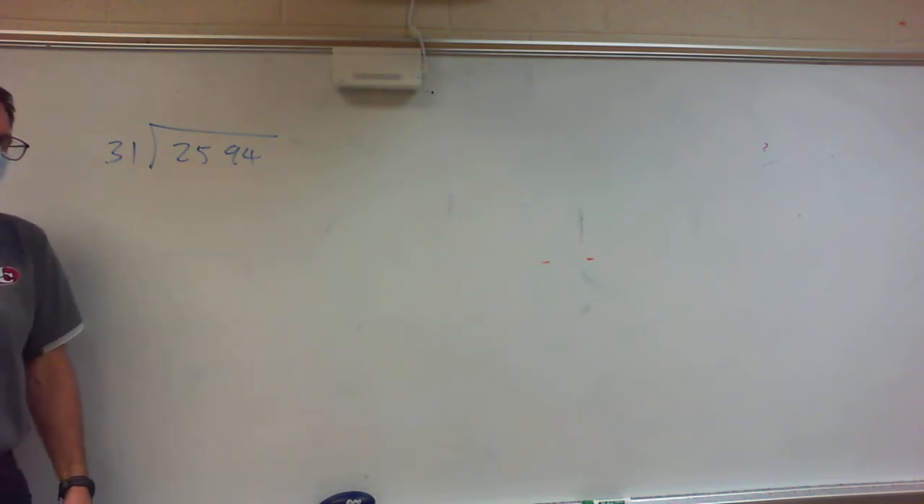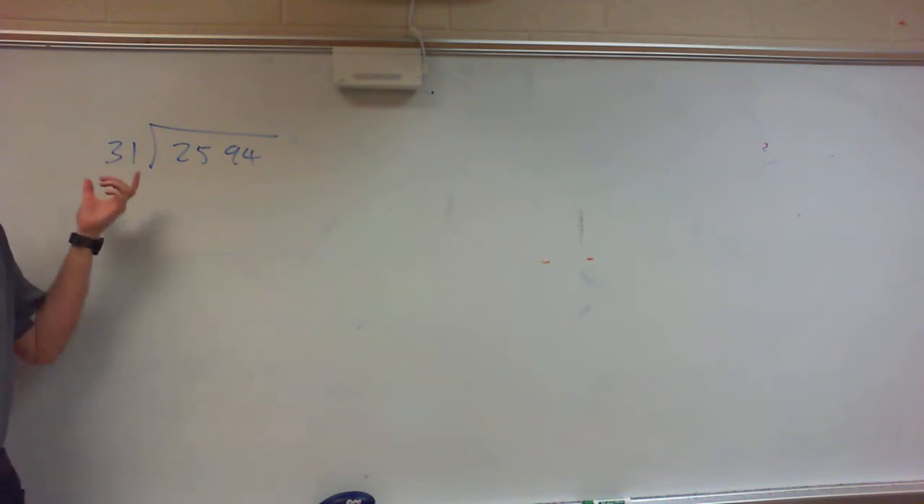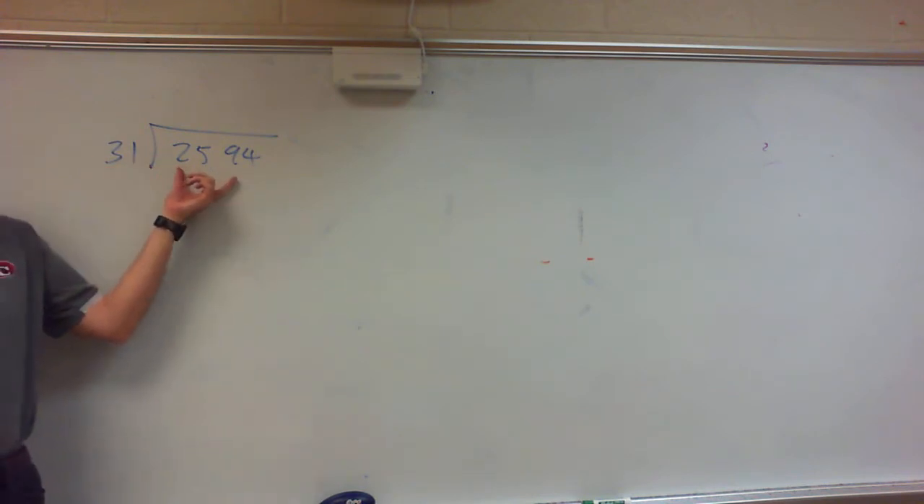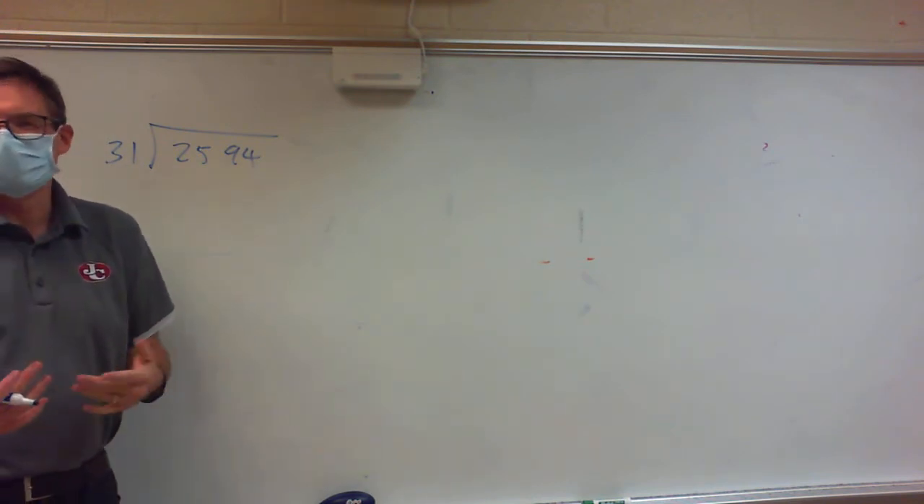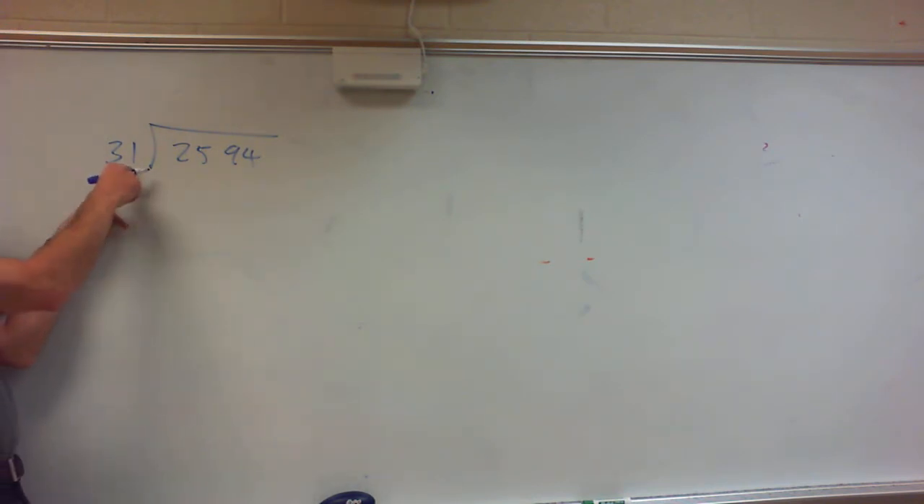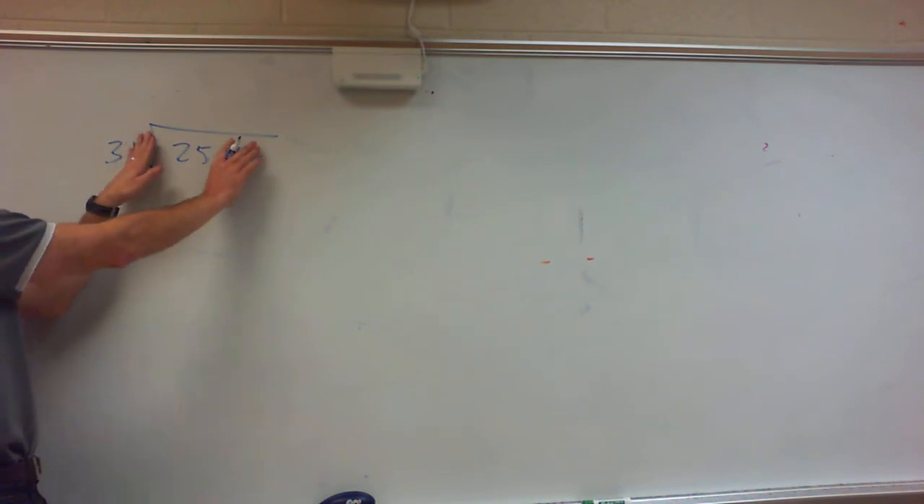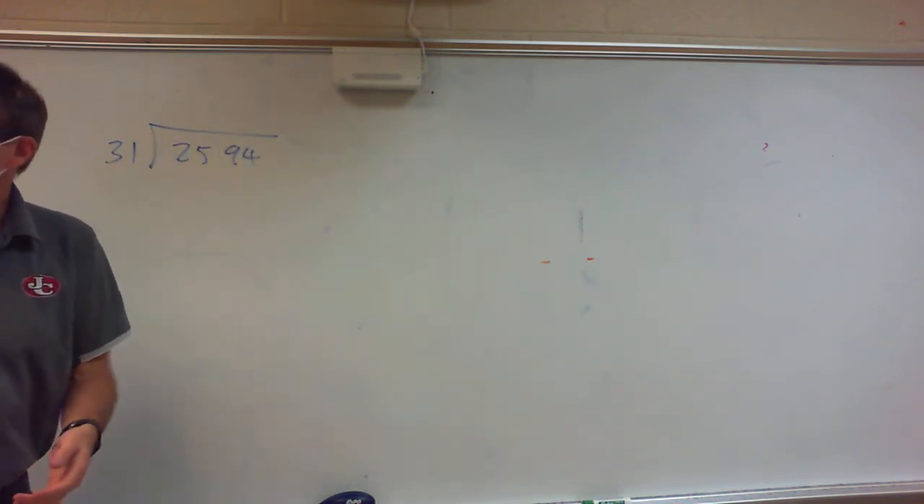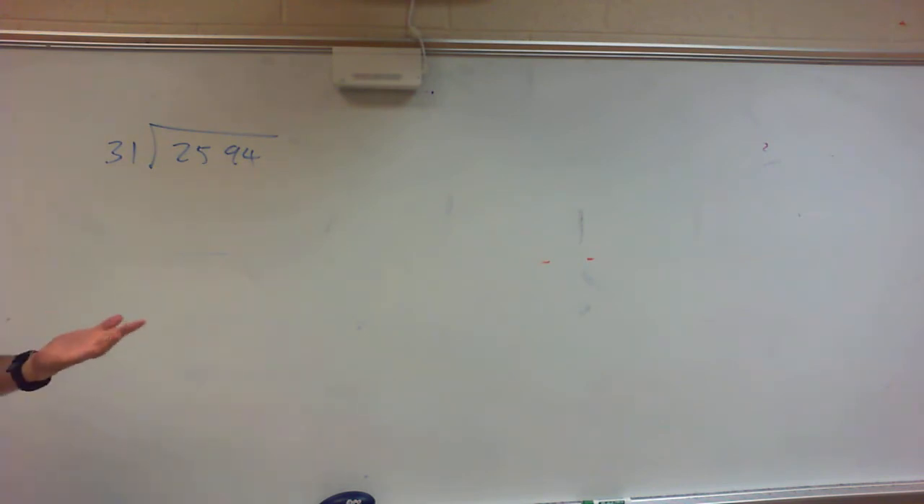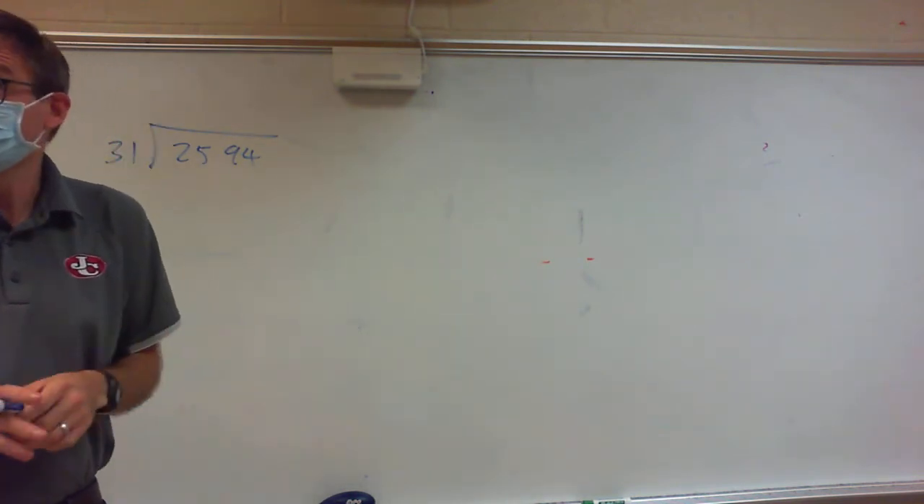And my teacher said, trying to figure out how many times 31 goes into 259 may be harder. What you can do, and it works most of the time, is instead of figuring out how many times 31 goes into 259, ask yourself how many times 3 goes into 25. That number's a little more manageable. And most of the time it works. That's what my teacher told me. So that's what we're going to do.